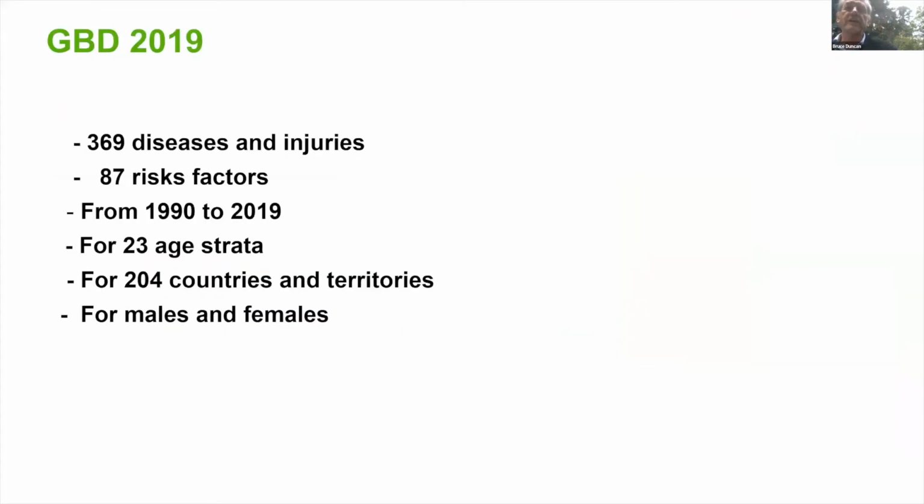So things have changed from then to now. The current version of the Global Burden of Disease, 2019, investigates 369 diseases and injuries, 87 risk factors, covers a period from 1990 to 2019, is divided into 23 age strata, covers 204 countries and territories, both separately for men and women. It's come a long way.